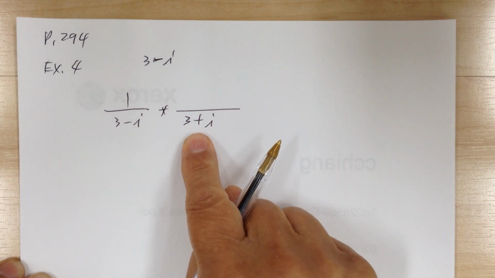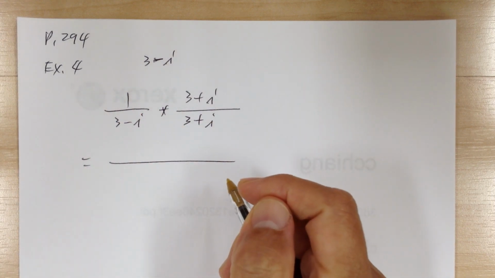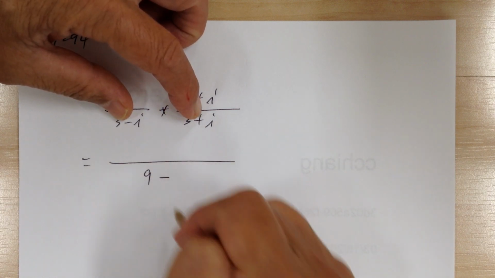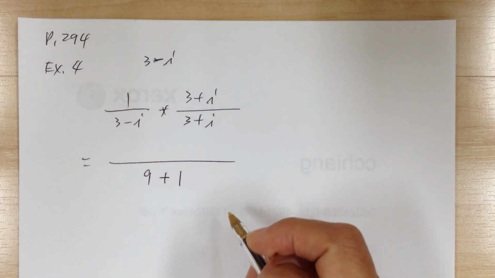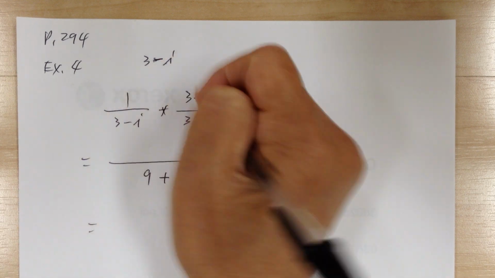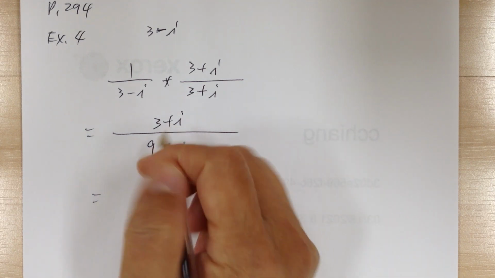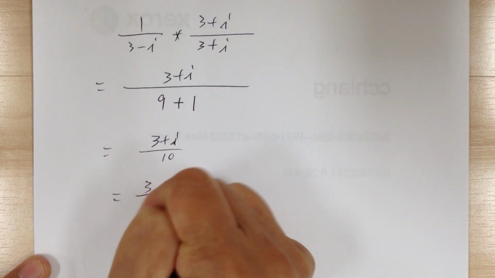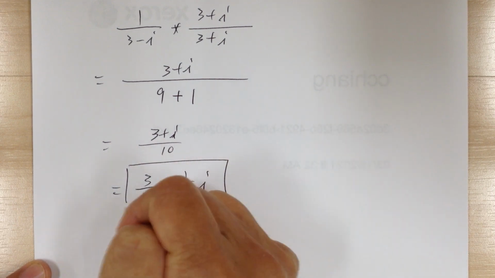When you multiply by 3 plus i on the bottom, you need to do the same on the top. Again, let's always do the bottom first. 3 times 3 is 9. Negative times positive is negative. i times i is negative 1, so this becomes plus 1. On the top, there's nothing to cancel because that's only 1, so you can just distribute. You get 3 plus i. Now you can simplify: it's (3 plus i) over 10. So this is equal to 3 over 10 plus 1 over 10 i. And that's it.